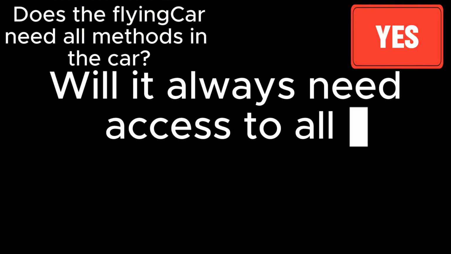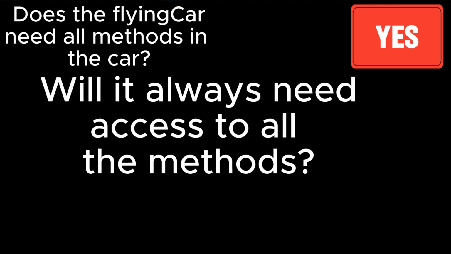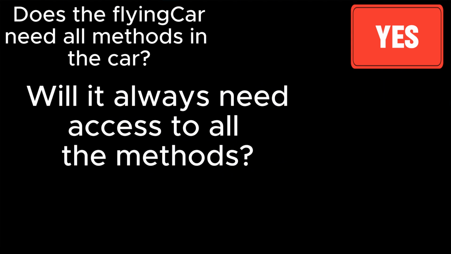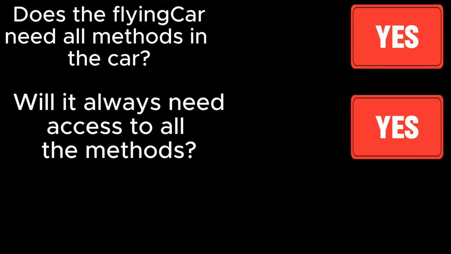So my next question before I choose how to structure the code is, given what we currently know about our game, is there ever going to be a scenario where there's going to be functionality added to our car that the flying car would not need access to? In this case, the answer is no. It's always going to be a car that's able to fly.